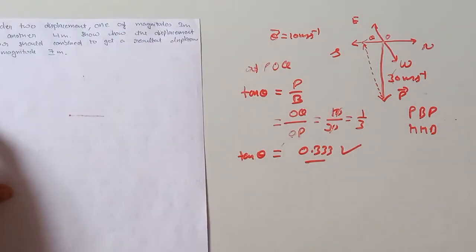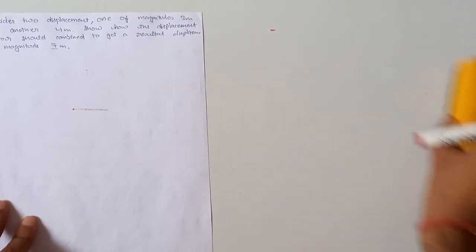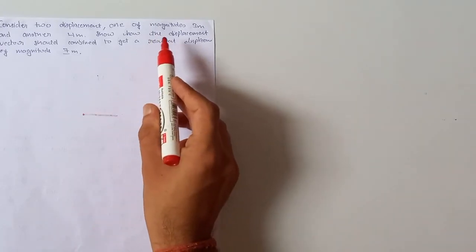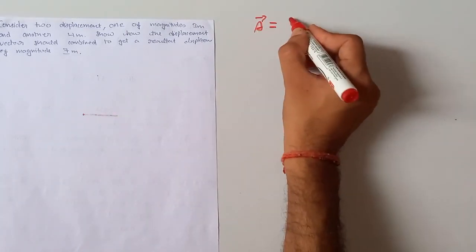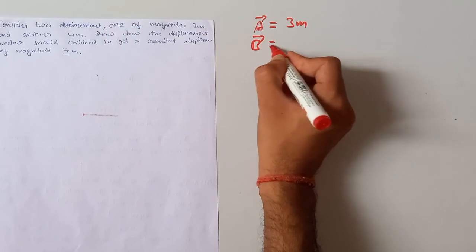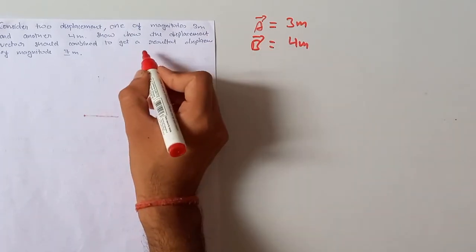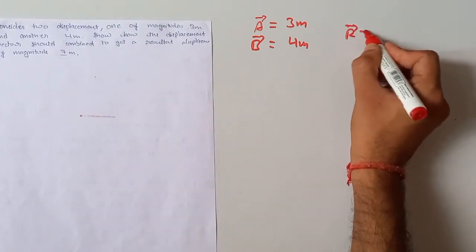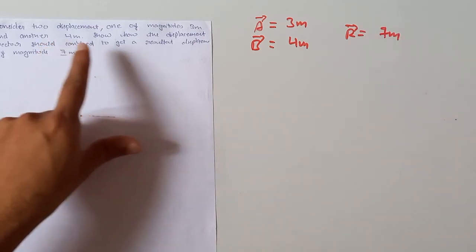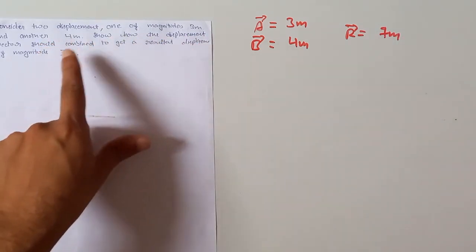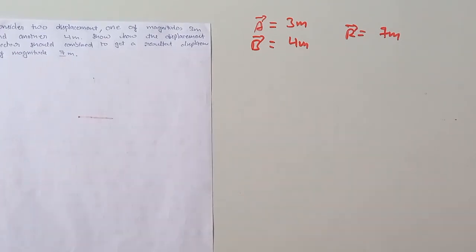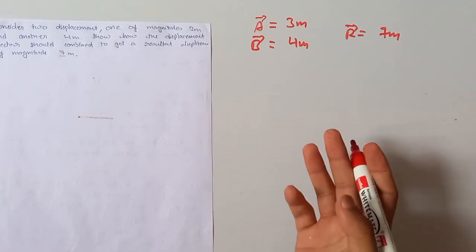Our next and last numerical of this chapter is: consider two displacements, one of magnitude 3 m and another 4 m. Let vector A denote the first displacement, 3 meters, and B denote the second displacement, 4 meters. How should the displacement vectors combine to get a resultant displacement of magnitude 7 m? Here we have to calculate the value of theta.